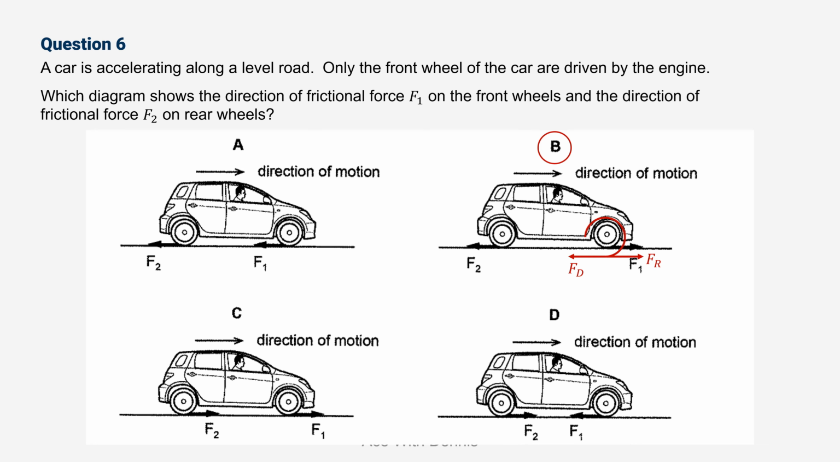So for the rear wheels, since there is no engine turning the rear wheel, it will just follow the direction of the car, or the direction of the motion, so it will be pointing to the right. So this is the driving force for the rear wheel. Then I will label this as F. And the frictional force will always be opposing this force, so it will be pointing to the left. Hence, the answer is B.